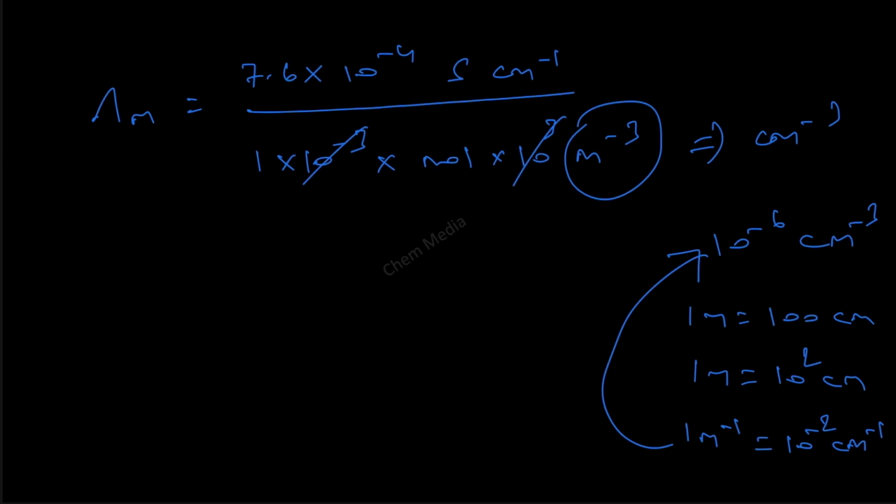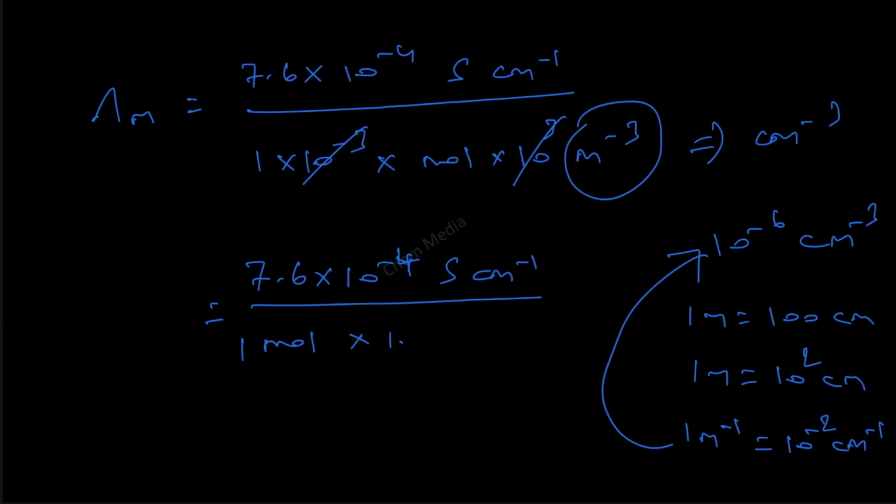So therefore, this is equal to 7.6 times 10 to the power minus 4 Siemens per centimeter divided by 1 mole times 10 to the power minus 6 per centimeter cube. So therefore, 10 to the power minus 4, 10 to the power minus 6, if we cancel it, we would have 10 to the power minus 2 per centimeter cube. If we cancel it, we would have per centimeter square.